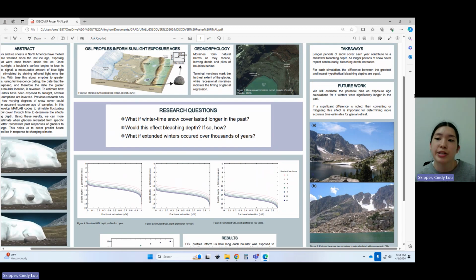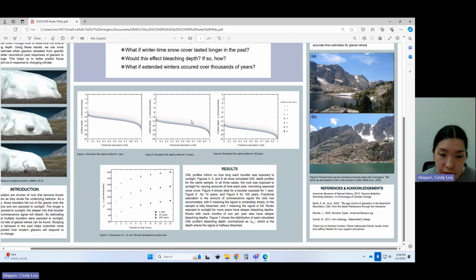We also know that for each simulation, the difference between the greatest and lowest hypothetical bleaching depths are equal. So for this pink line and for this dark purple line, for example, we would do the months of year sunny 1 for 1 year and for 100 years. This distance is the same for months of the year sunny 2 months for 1 year and 100 years. All of these are the same distance.